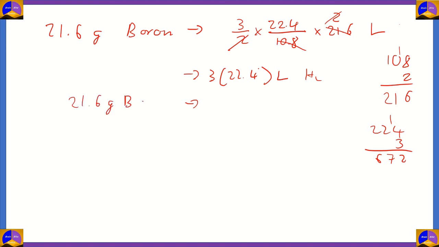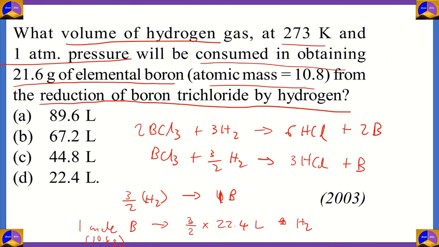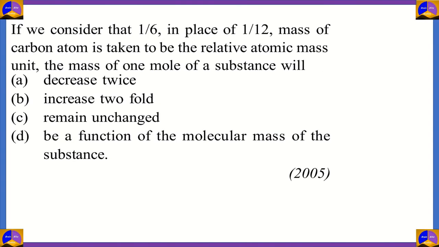21.6 grams of boron consumes 67.2 liters of hydrogen gas. So therefore, among the 4 options, option B, 67.2 liters, is the correct option for this question asked in 2003.